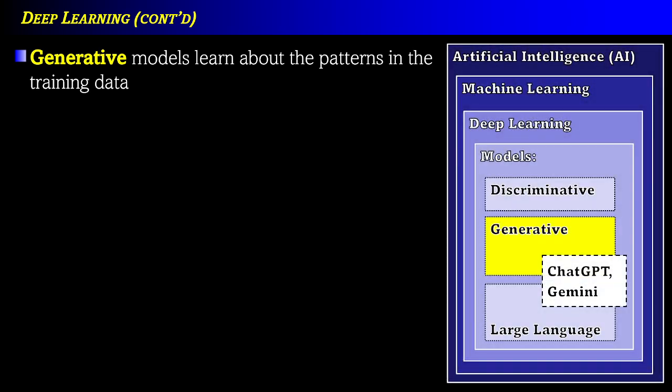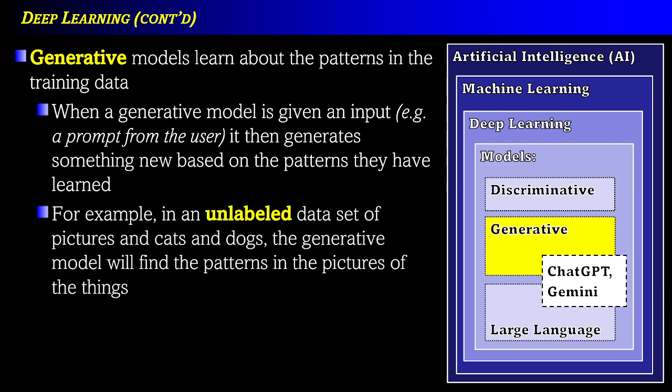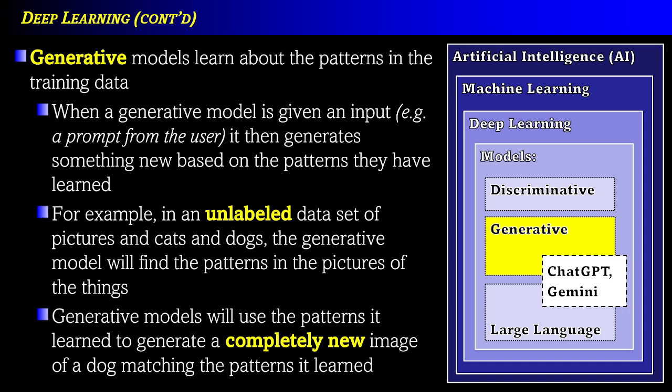Generative models learn about patterns in the training data. So when a generative model is given an input, for example, a prompt from a user, it generates something new based on the patterns that it has previously learned. For example, if it's trained on unlabeled data of pictures of cats and dogs, the generative model will start to learn the patterns in the pictures. So then it will use those patterns when it's asked or prompted to generate something completely new. Like, for example, a picture of a dog, and it will use the patterns it learned for dogs to generate that new image.